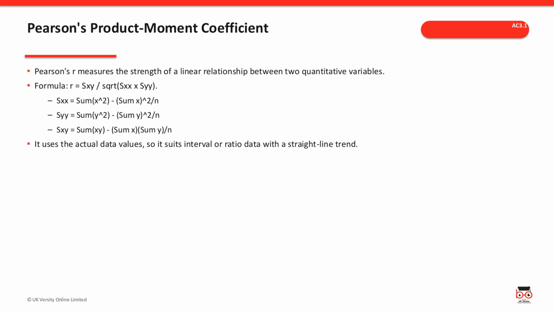Pearson's R measures the strength of a linear relationship between two quantitative variables. The formula is R equals Sxy, divided by the square root of Sxx times Syy. Here, Sxx is the sum of x squared minus the quantity sum of x, all squared, over n. Syy is exactly the same idea for y. And Sxy is the sum of xy minus sum of x times sum of y over n. Because it uses the actual data values, it suits genuine measurements with a straight line trend.